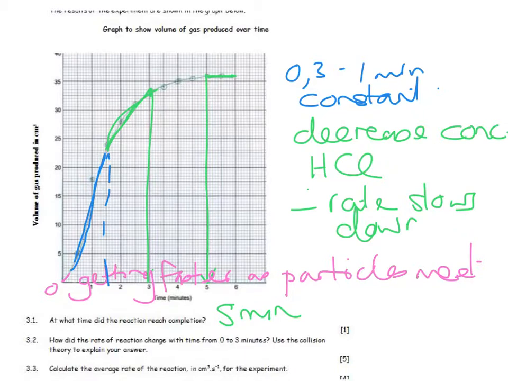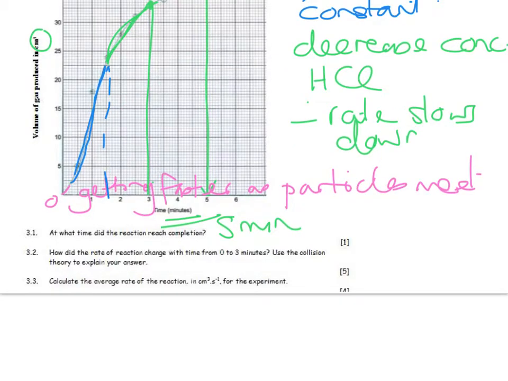Then it says calculate the average rate of the reaction in centimeters cubed per second. You haven't got seconds, you've got minutes. And it asks that for the time period for the whole experiment. So it's an average for the whole experiment, beginning to end. So the first thing that you need to do is you need to say change in volume divided by change in time.